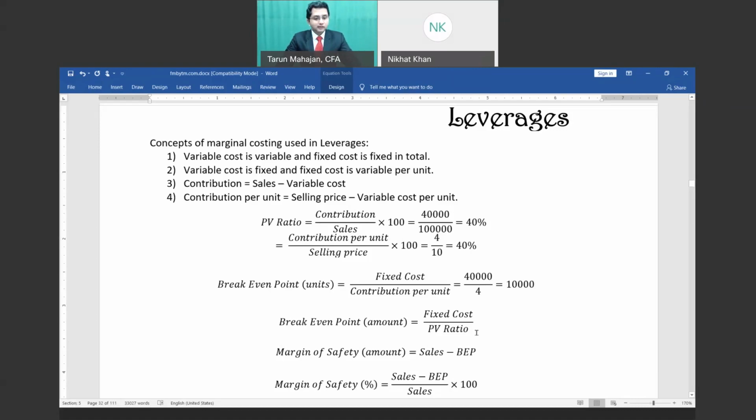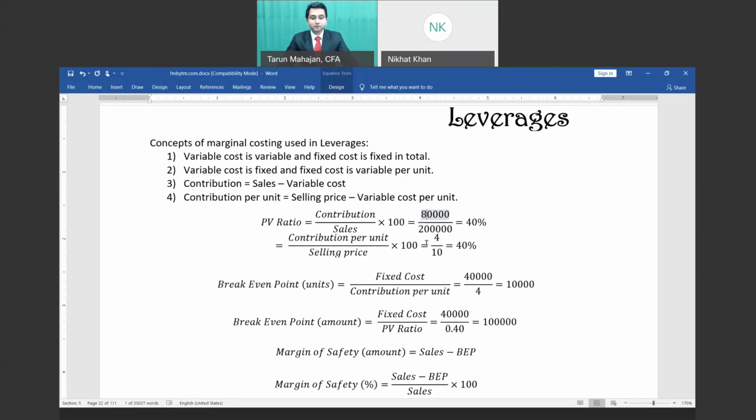One can also calculate break-even in terms of rupees. So there are two ways. BEP in terms of units is 10,000. Selling price is rupees 10. So that way 1 lakh rupees will become your break-even point. Or the other way around, 40,000 is the fixed cost. You divide it by the PV ratio, which is 40%, 0.40. And then you solve it, 1 lakh rupees. I'll slightly change this example. Say this 2 lakh and this is 80,000.